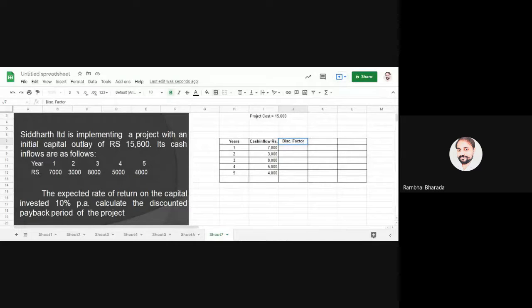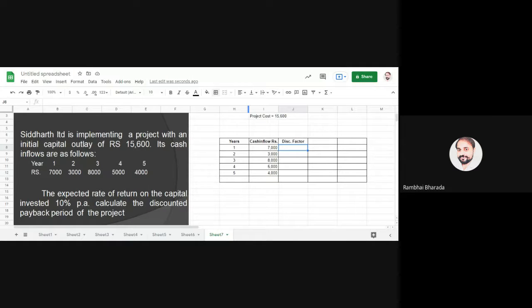Discounting factor is also known as required rate of return. It is also known as inflation rate. Discounting factor means the percentage by which the value of money declines every year. In our case, its expected rate of return is 10%. It means every year there is a decline in the value of the money by 10%. Are we clear about discounting factor?